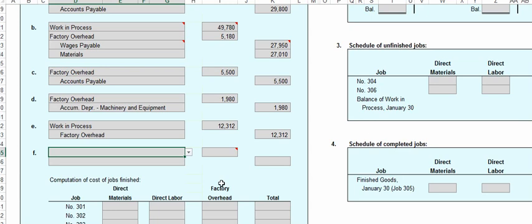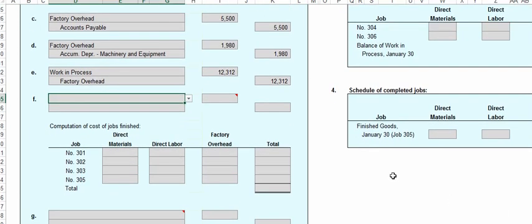Okay, then on F, some jobs were completed, and so the jobs completed would be transferred into finished goods and out of work in process. But before we can make the journal entry here on F, we need to determine the cost of the jobs that were finished. And they give us a chart to do that on. Computation of cost of jobs finished.